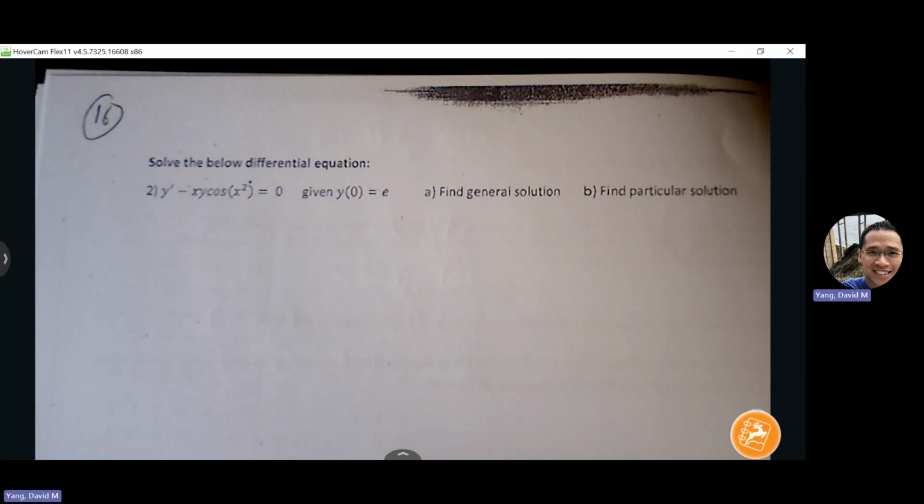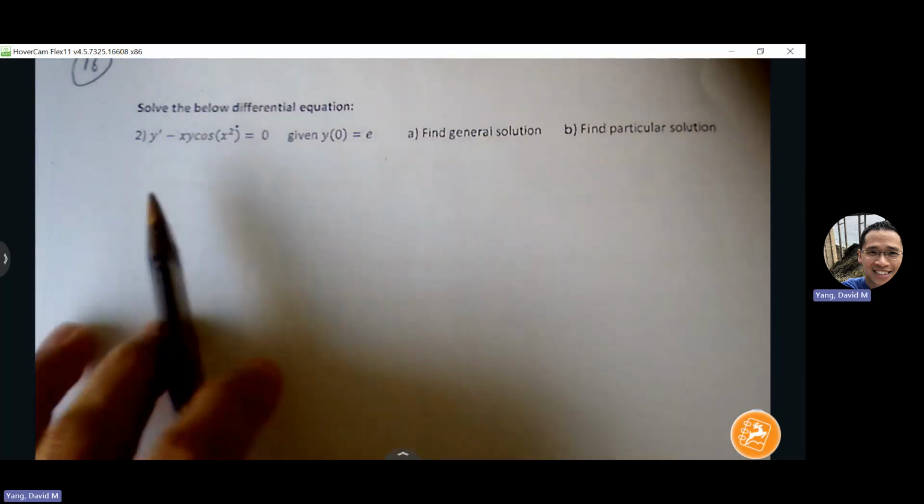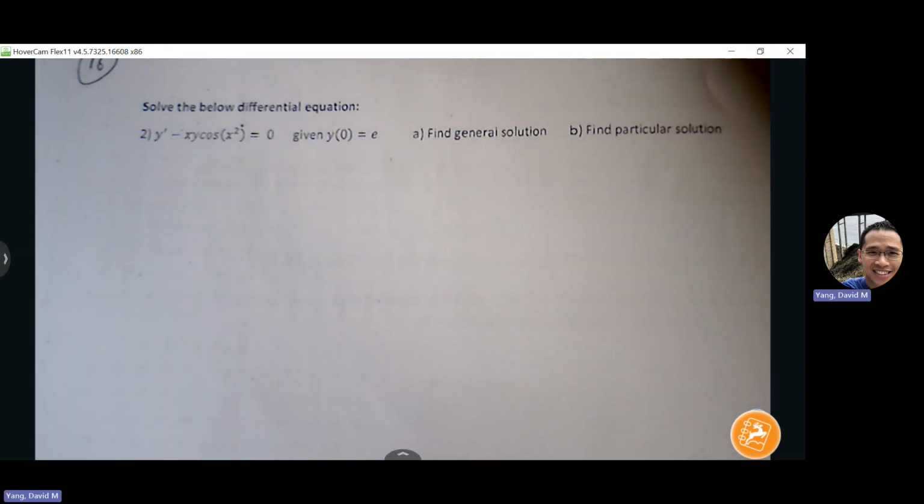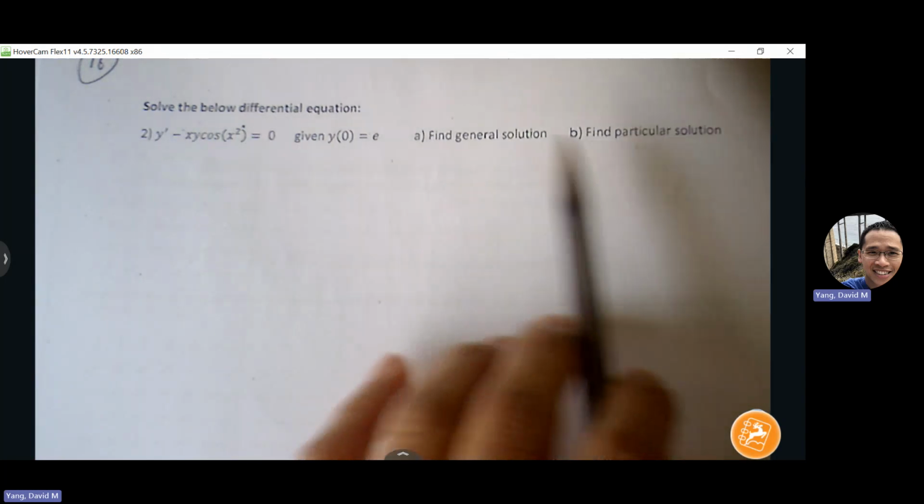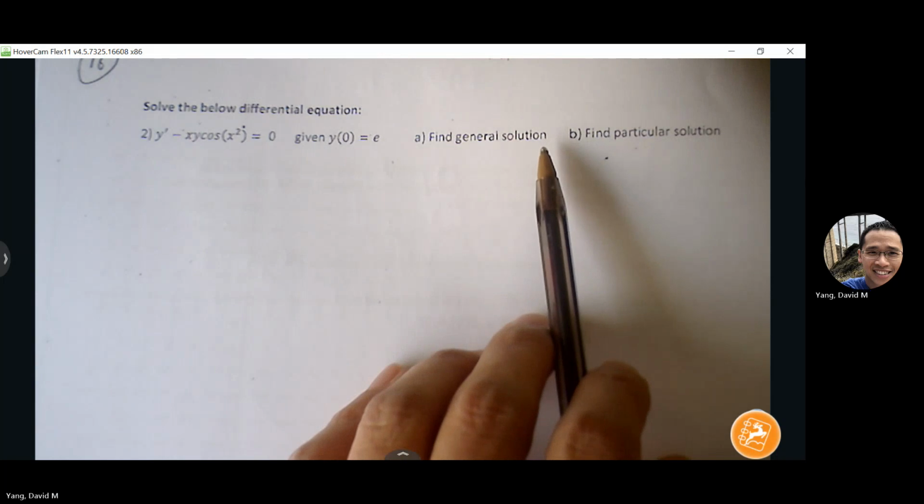All right, so first things first, it says y prime minus xy cosine x squared equals 0. Given y of 0 equals 0, find the general solution, find the particular solution. So we're going to have to solve for y, we're going to solve for c.